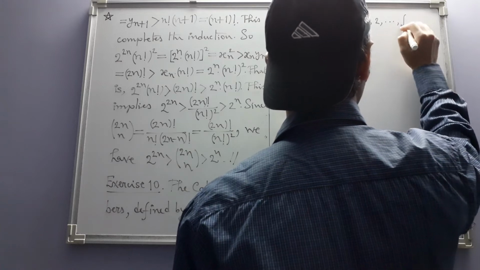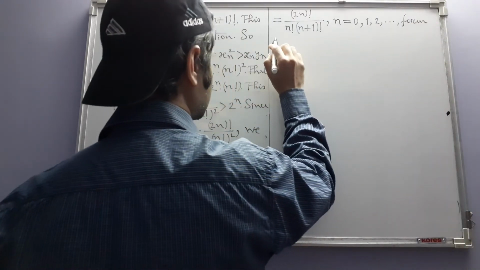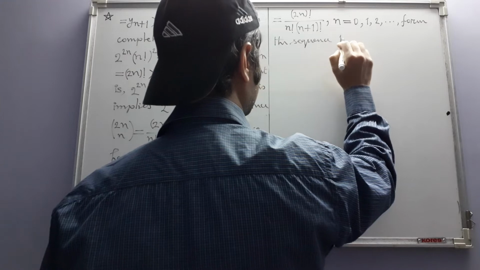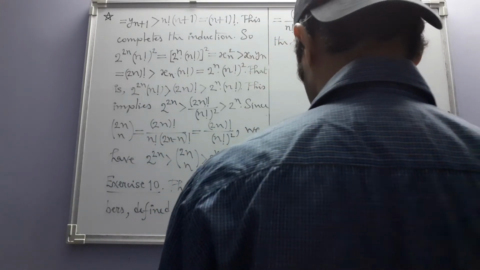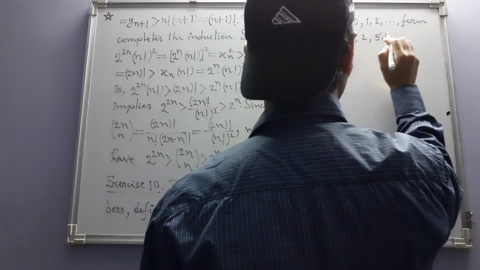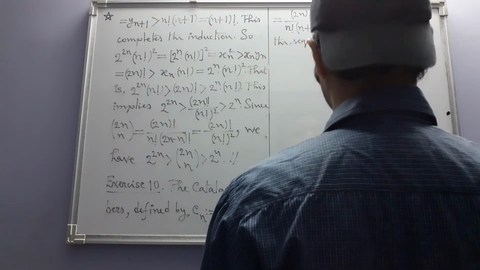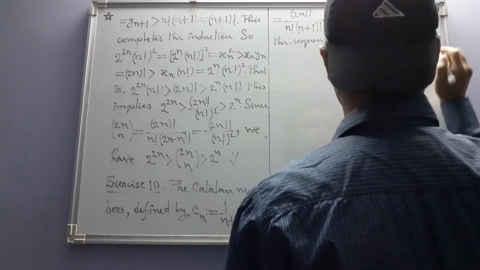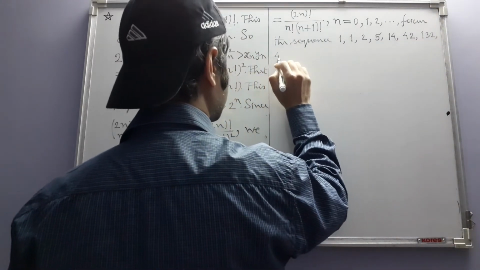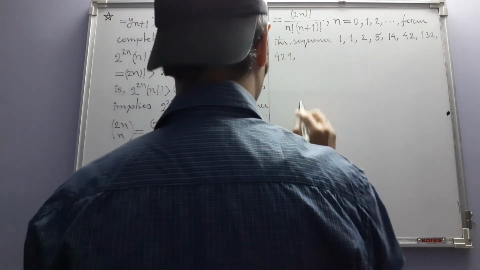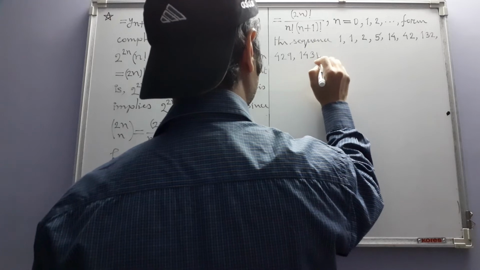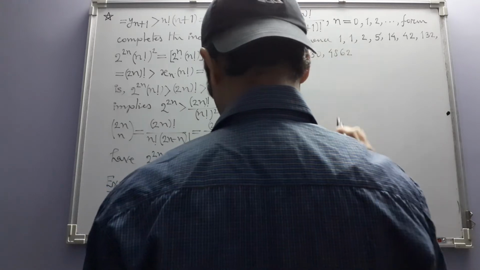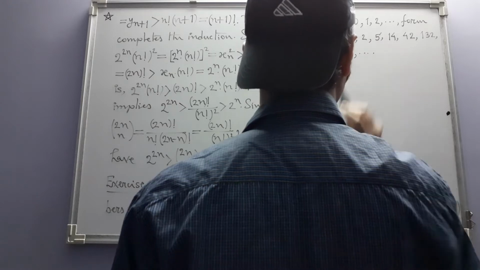They form the sequence 1, 1, 2, 5, 14. A few of the beginning terms of this sequence are given here: 429, 1430, 4862, and so on.